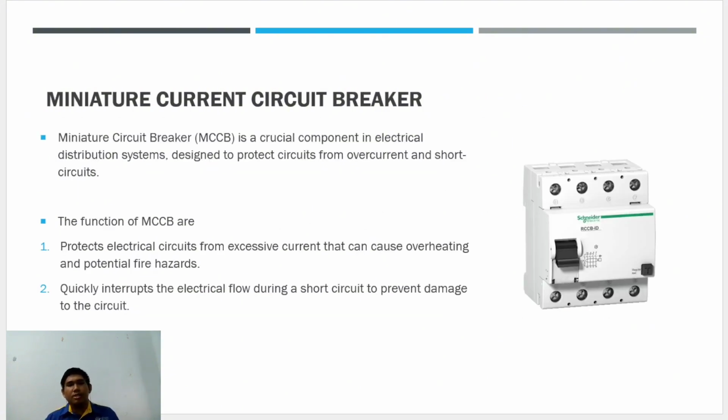Alright, the other one is the molded case circuit breaker or MCCB. It is also a crucial component in the electrical distribution system, designed to protect circuits from overcurrent and short circuits. The function is to protect the electrical circuit from excessive current that can cause overheating and potential fire hazards. It quickly interrupts the electrical flow during a short circuit to prevent damage to the circuit.